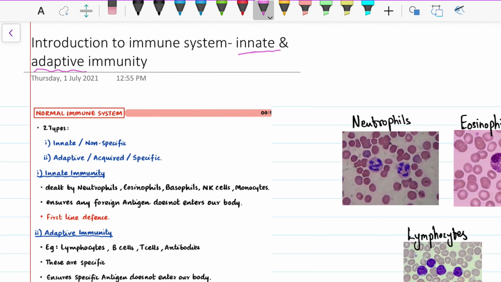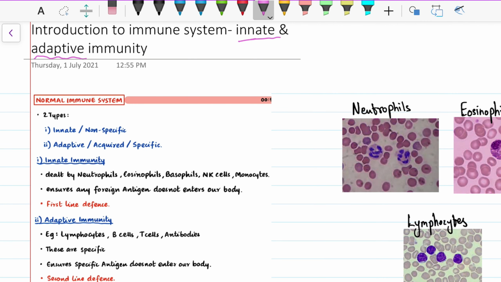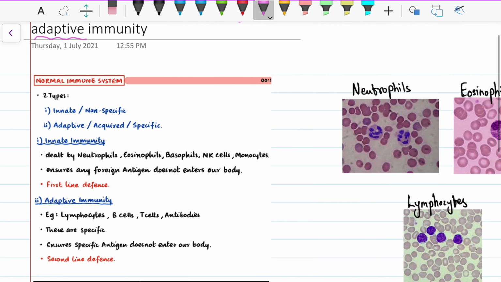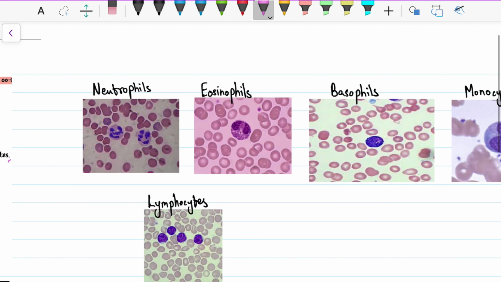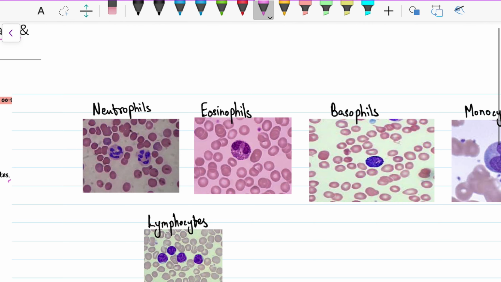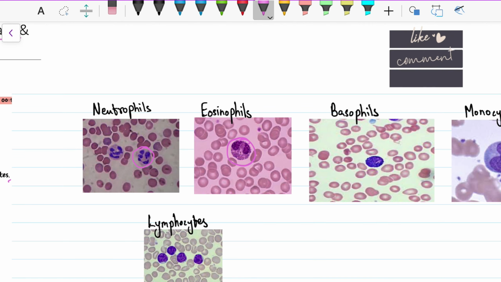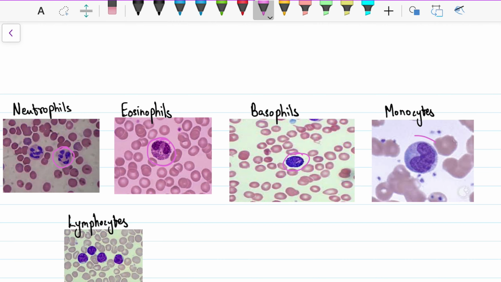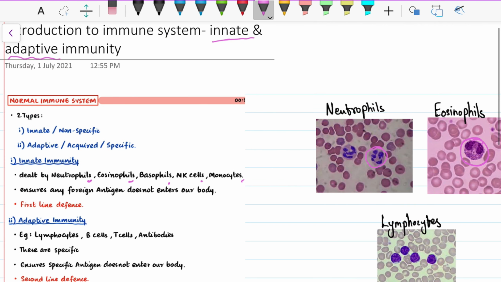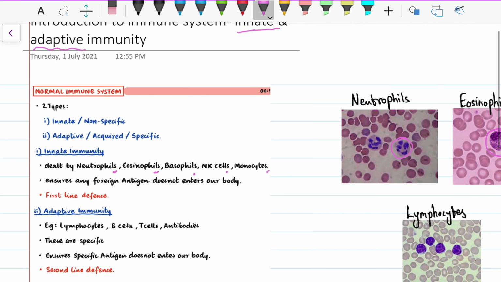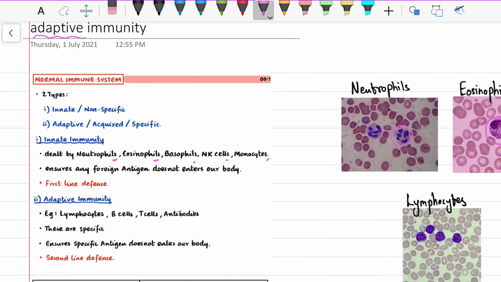Okay. So the first one, innate immunity, is non-specific. The cells which cause innate immunity are the neutrophils, eosinophils, basophils, NK cells, and monocytes. So in these peripheral smears, you can see these. Right? This is the neutrophil, this is the eosinophil, this is the basophil, and this is the monocyte. Right. And this ensures that foreign antigens don't enter our body, and this is the first line of defense.